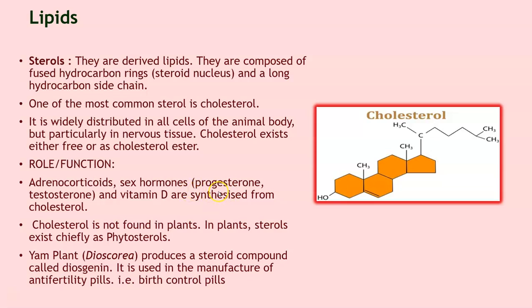Adrenocorticoids, sex hormones like progesterone and testosterone, and vitamin D are synthesized from cholesterol. Cholesterol is not found in plants. In plants, sterols exist chiefly as phytosterols. The yam plant Dioscorea produces a steroid compound called diosgenin. It is used in the manufacturing of anti-fertility pills, that is, birth control pills.